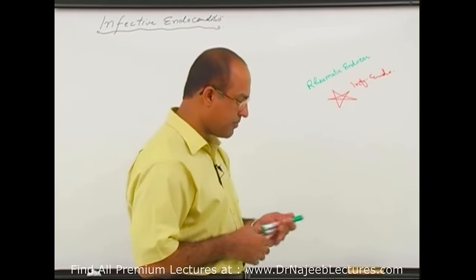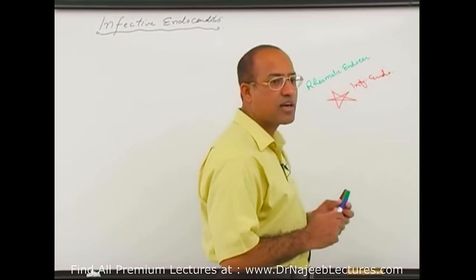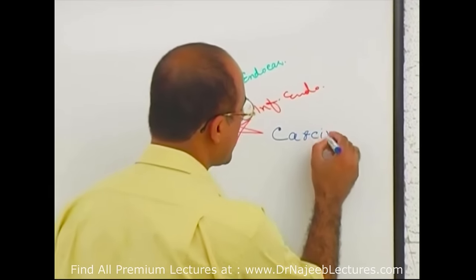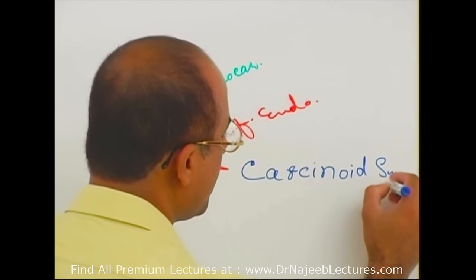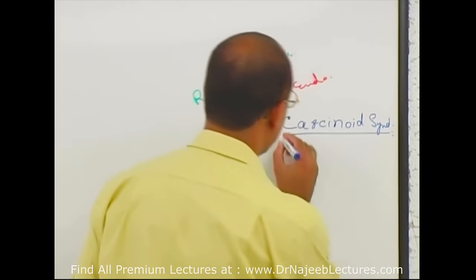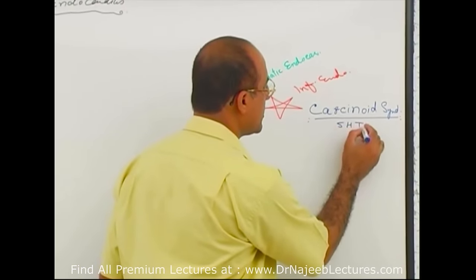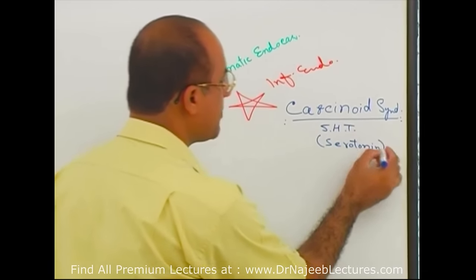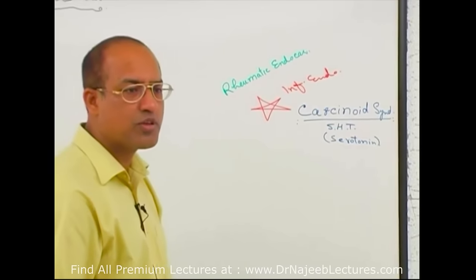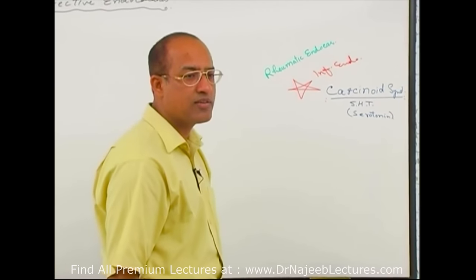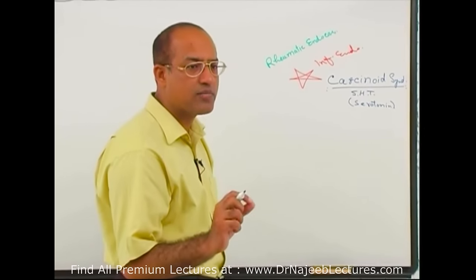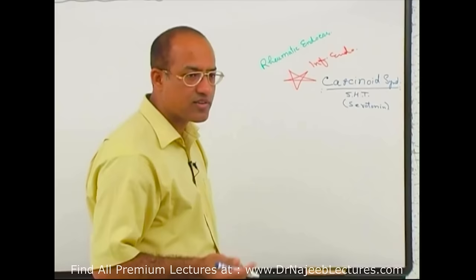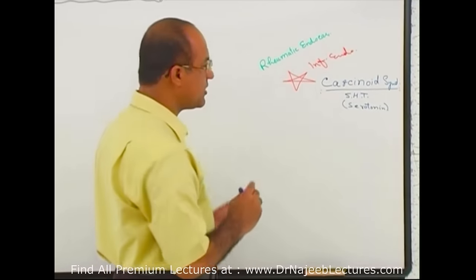Then there is one more type of endocarditis which is related with carcinoid syndrome. In carcinoid syndrome, 5-hydroxytryptamine, which is also called serotonin, is produced in massive amounts and its metabolites injure the endocardium, especially on the right side of the heart, where endocardial thickening starts. We'll discuss this in detail later.